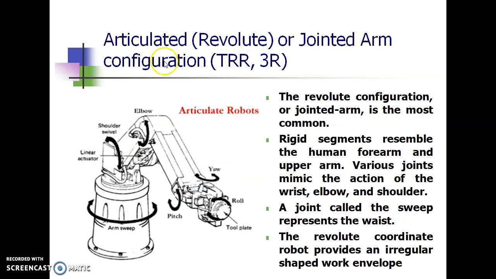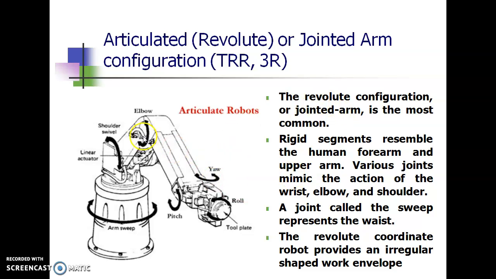The last one is the articulated or jointed arm configuration. It can be called an articulated robot or revolute robot or jointed arm configuration. Here it is almost similar to a human arm, so it is also called an anthropomorphic robot. The revolute or jointed arm configuration is the most common type of robot.